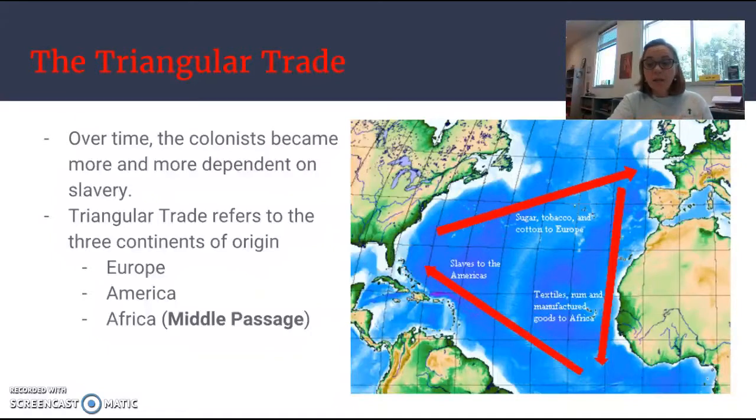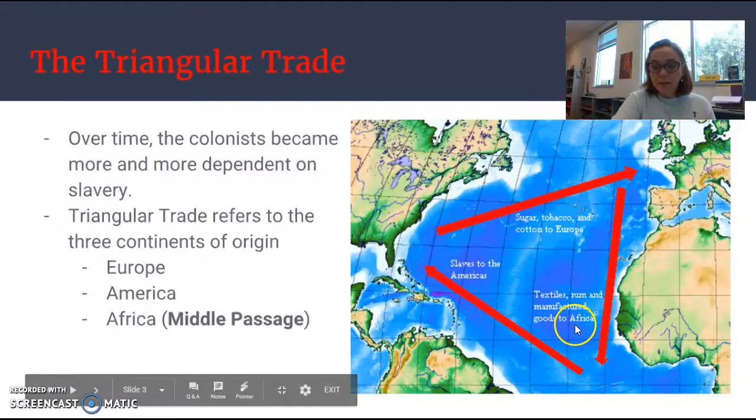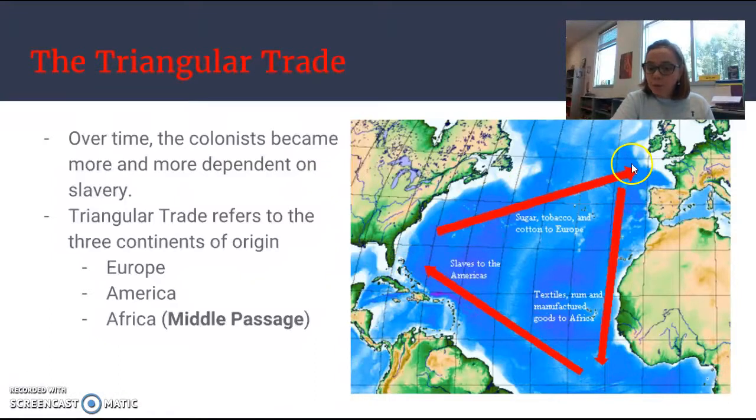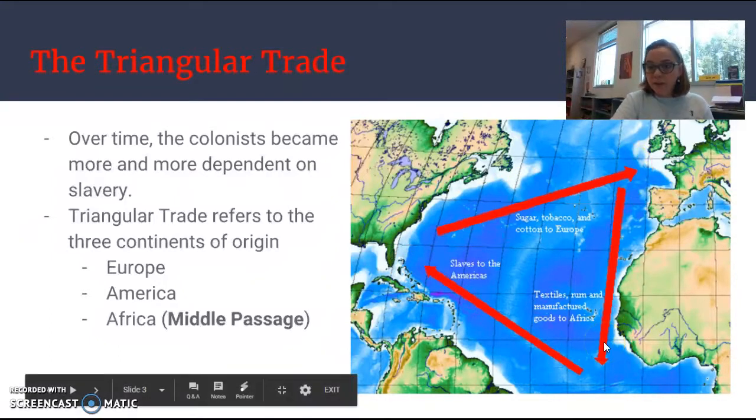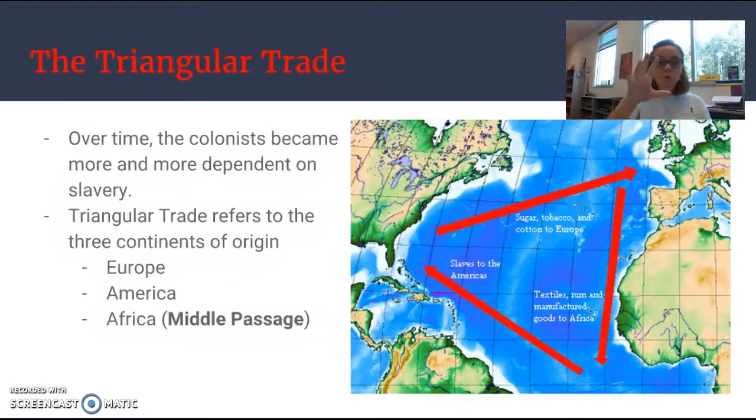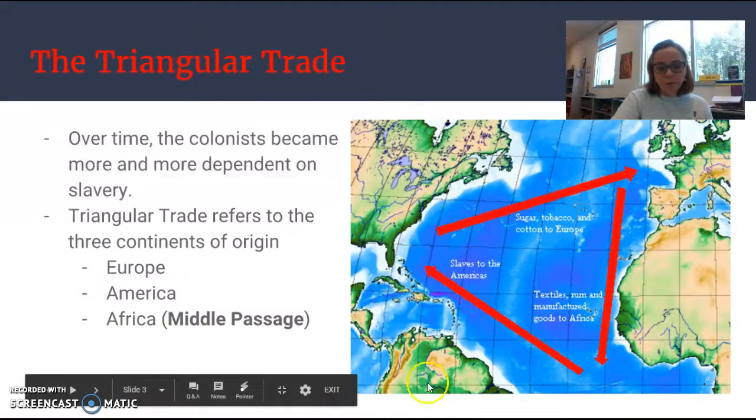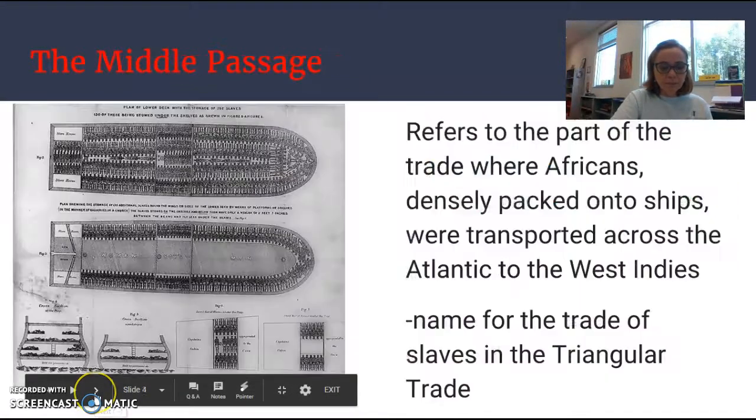When we get to the next slide, we're going to talk a little bit about the Middle Passage. But of course, from Africa, the slaves came to the Americas, right? We can see that here. Africa, the slaves came to the Americas. From the Americas came sugar, tobacco, and cotton, which went to Europe. And from Europe, textiles, rum, and manufactured goods went to Africa. So all of this trade was working to grow the New World for the European colonists.